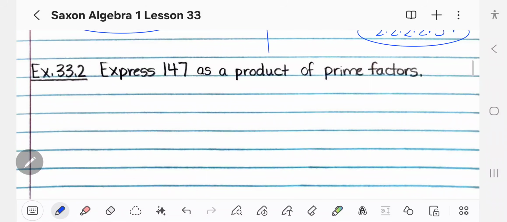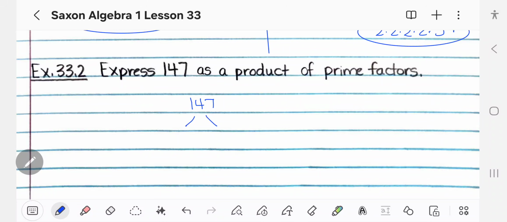All right, 33.2. We're going to do one more with a different number. Express 147 as a product of prime factors. I'm going to do it the factor tree method, but really you could do it either way. All right, so for 147, no matter which way we do it, we got to think about what are some factors so we can begin to break this down.